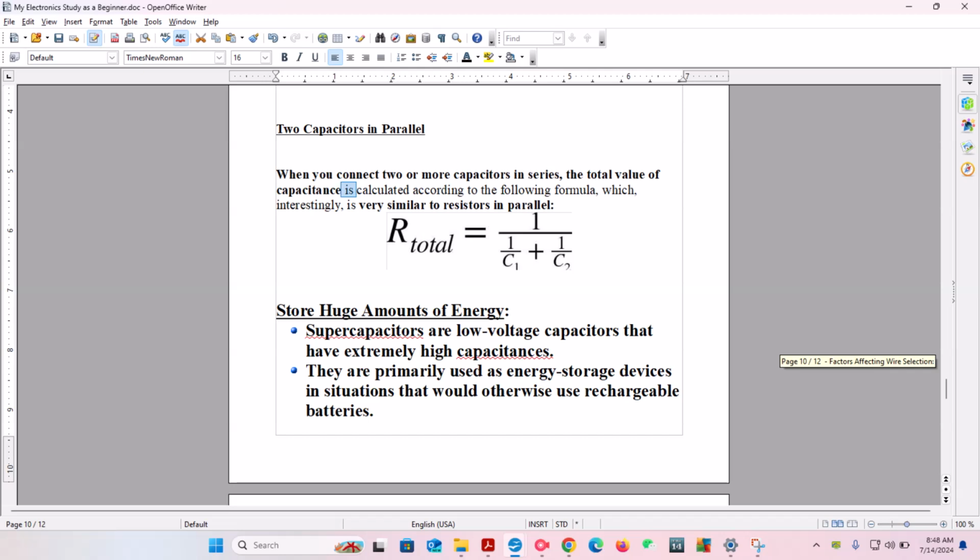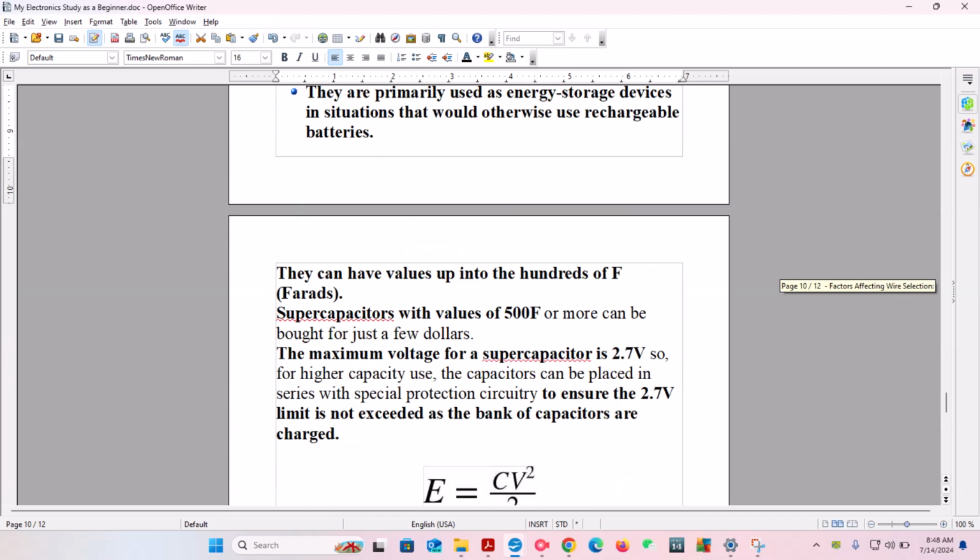Now, another notable thing is that you have capacitors that store huge amounts of energy. They're also called supercapacitors. They're low voltage capacitors that have extremely high capacitance, meaning the ability to store a charge. They are primarily used as energy storage devices in situations that would otherwise use rechargeable batteries. They can have values up to the hundreds of F, as in farads, that's the unit of measurement for capacitance. Supercapacitors can be bought for just a few dollars. Now, the maximum voltage for a supercapacitor is 2.7 volts.